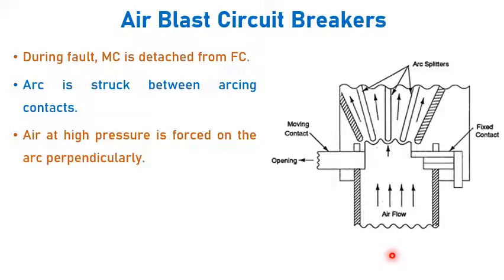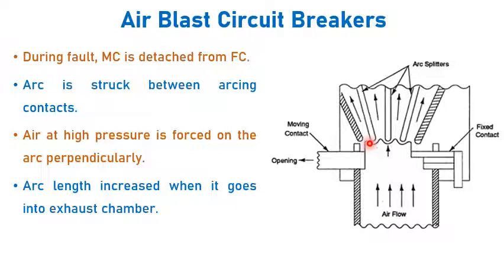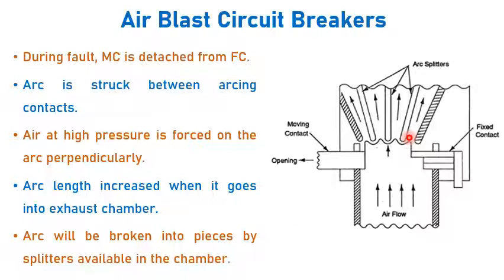At that time the compressor will blow high pressure air perpendicular to the arc. So air will be flowing across the arc, and that will take the arc towards the arc splitters. As in the previous case, the arc length is increased and it reaches the exhaust chamber. There the arc will be broken into pieces by the arc splitters provided in the arc chamber. This is how air brake circuit breakers and air blast circuit breakers work.